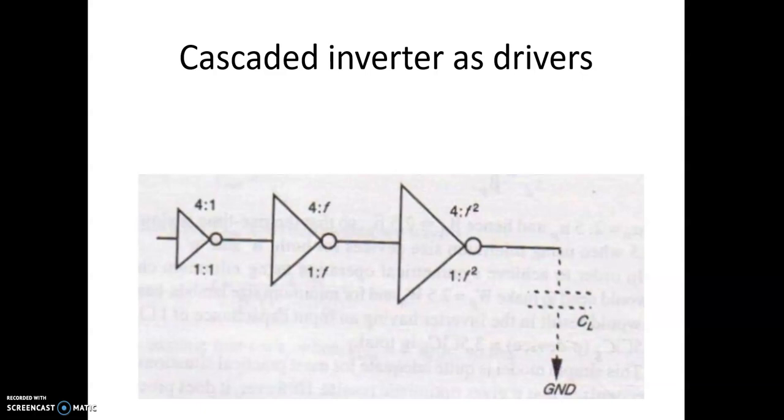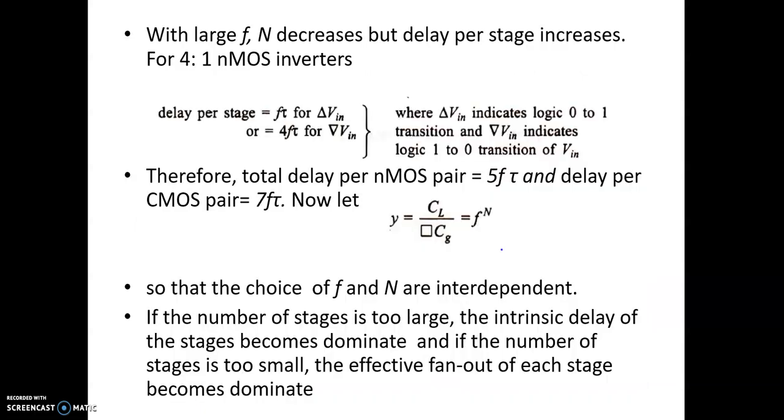And the number of stages, that is how many stages have to be there, will get decided by the ratio y equal to CL by delta Cg, which is equal to f to the power of n, where f is the width factor and n is the number of stages. If the number of stages is too large, then the delay will increase. And if it is too small, then the fan out for each stage becomes a dominant factor.